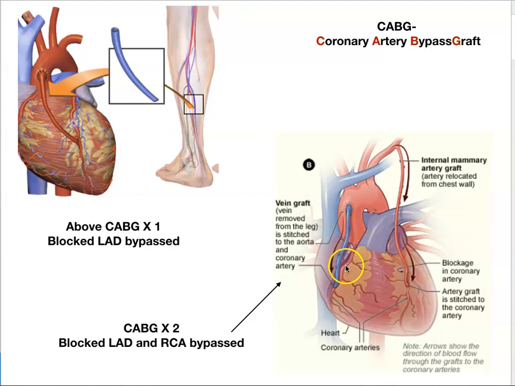And here's the right coronary artery, and there's a blockage in the right coronary artery, and they're using another graft. Here they're using a vein from the leg, and they're bypassing the blocked right coronary artery. And they're plugging it in here. They're plugging it in from the aorta. Here they're plugging it in from the left subclavian artery, another huge artery up here, to supply blood flow to bypass the blockage.